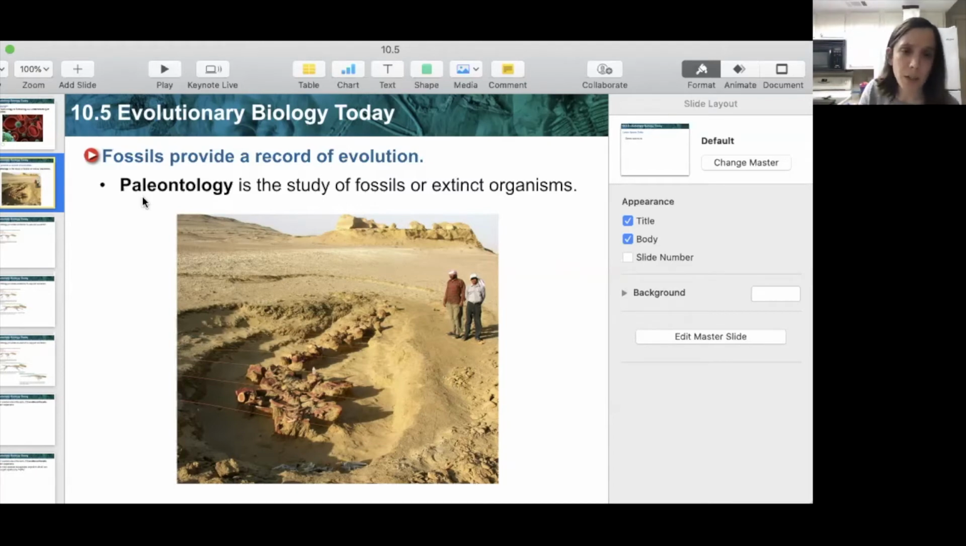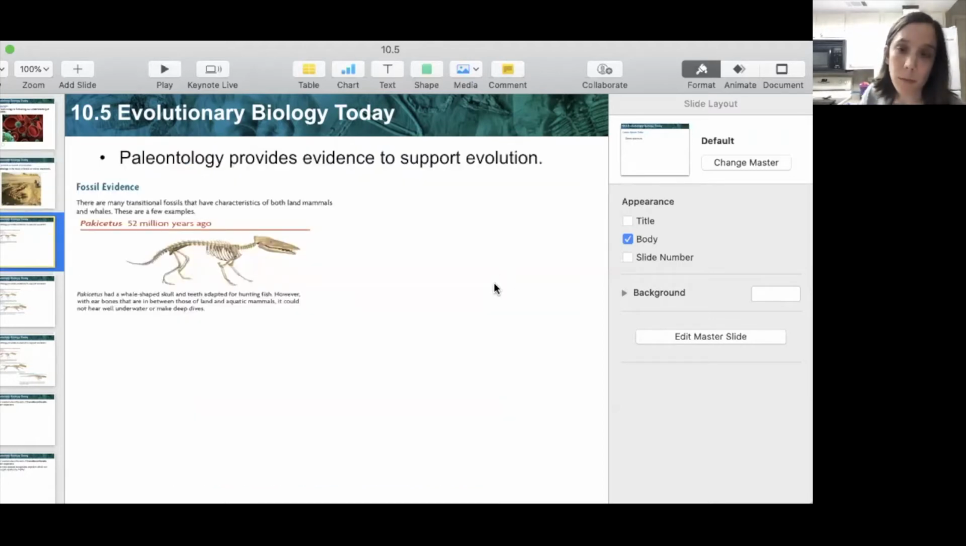So paleontology is the study of fossils or extinct organisms. So this is looking at fossils of already extinct animals. Paleontology can provide evidence for evolution because we do see some animals changing over time in the fossil record. And so one example is this. This land animal, Pachycetus, is thought to have lived on the earth 52 million years ago.